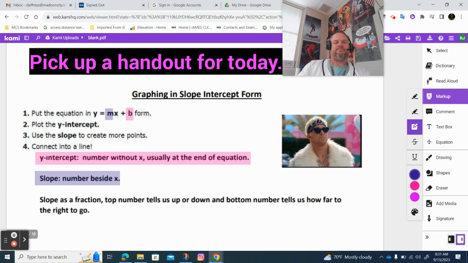Now, slope as a fraction, the top number tells you up or down. Bottom number tells you how far to go to the right. Okay, we're going to go to the right.